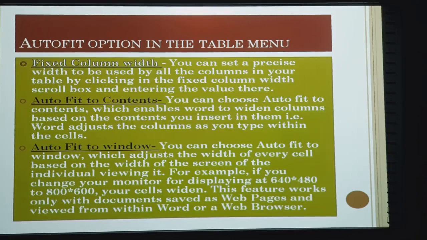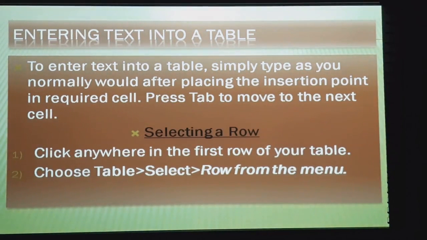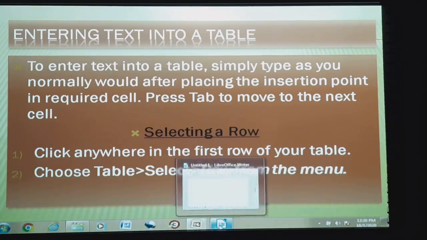Okay, so these are the different auto fit options which are available inside the table menu. Now entering text into the table. See, to enter text into a table, simply type as you normally would after placing the insertion point. First of all, we need to place the cursor over that particular cell where we need to insert text, and then go on typing as we usually do. Then in order to move to the next cell, press tab, as I said earlier.